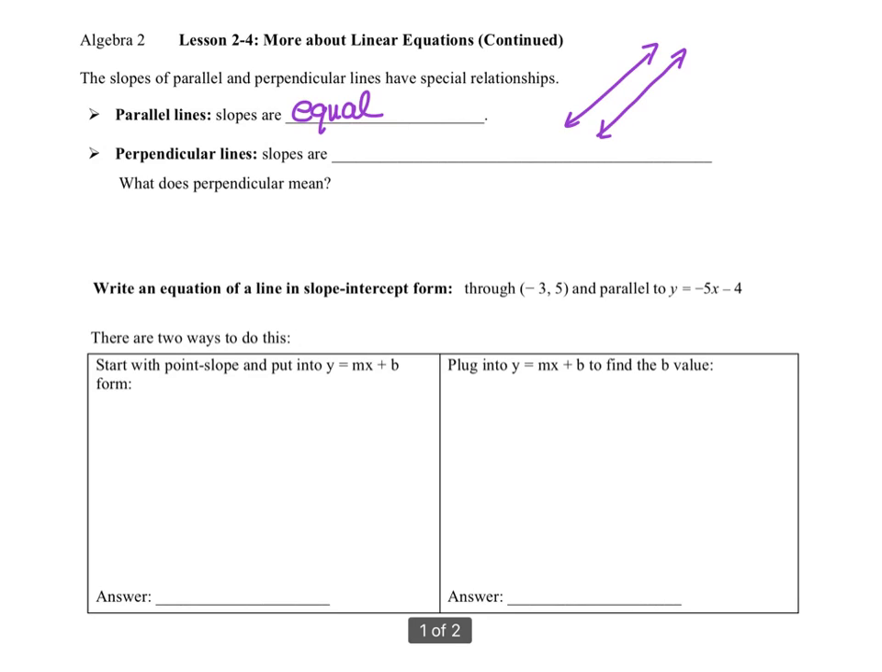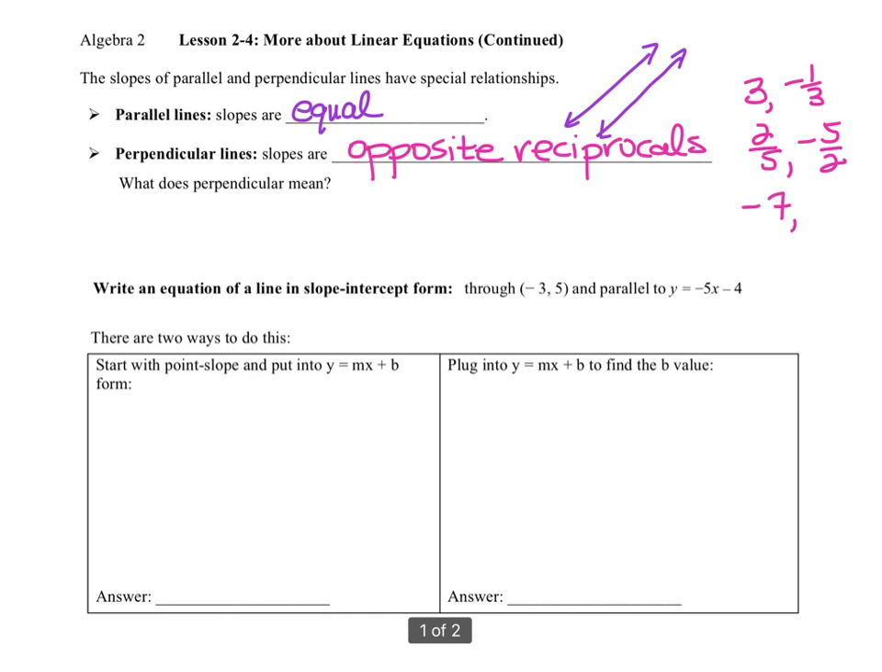Now for perpendicular lines, the slopes are opposite reciprocals. Now what kind of numbers are opposite reciprocals? Well, for example, 3 and -1/3, or the number 2/5 and -5/2. So they're not just flipped over, they're also opposite in sign. So if the number was -7, since that's 7/1, that would become -1/7. Perpendicular means that the lines intersect to form a right angle.